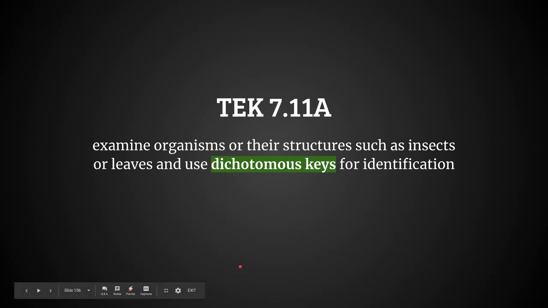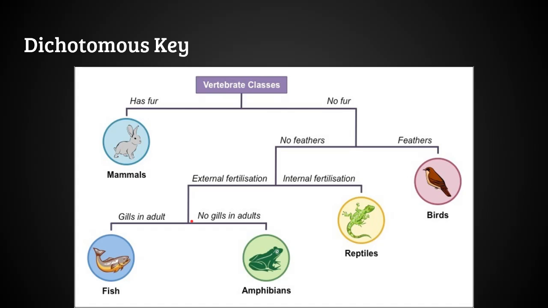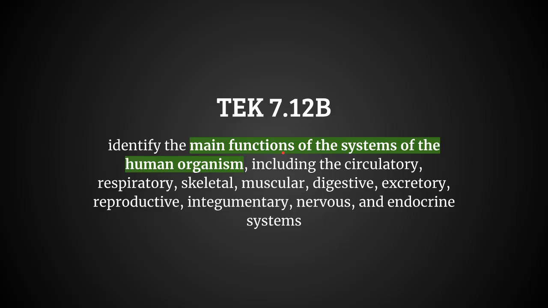Next is TEAC 7.11a, it's taxonomic keys. There wasn't much on the test about this, so I just kind of skipped it, but if you don't remember what one is, just follow down the list. Does it have fur? Does it have feathers? No feathers. Okay, we're going down here. External fertilization. Okay, then we go down here. No gills, and you go down here, and bam, you're there. Just follow the instructions, and you get there.